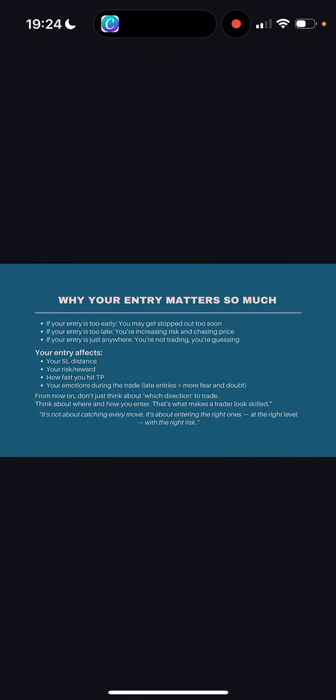Now this is why your entry matters a whole lot. If you enter too early in a trade, you may get stopped out too soon, meaning you might get kicked out of the trade before the move actually happens. Then if your entry is too late, you're increasing your risk and you're chasing price. You see that everybody has started hitting, TP1 has hit, TP2 has hit, but because of FOMO, you feel like you're missing out. You now enter a trade when TP1 and TP2 have hit. My dear, you are just chasing the market and you're not doing yourself a favor.